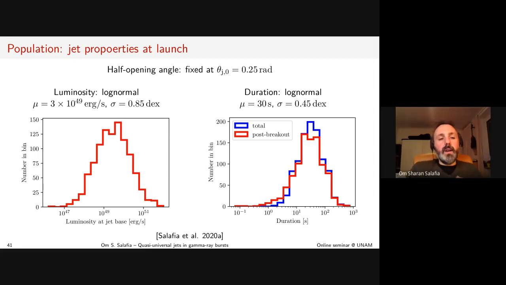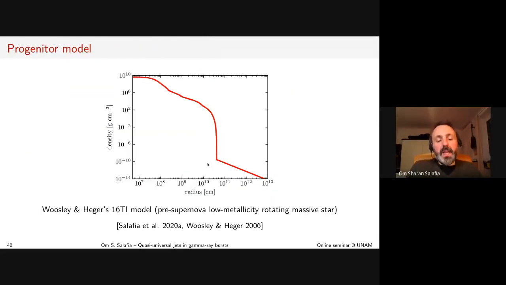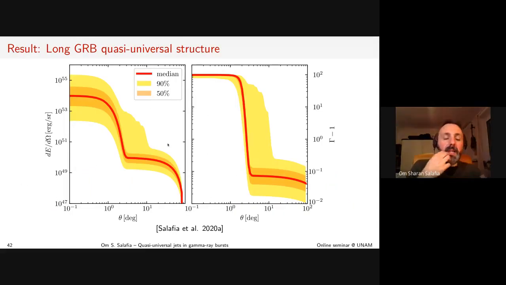I have 1,000 jets with varying luminosity. This is a histogram of the luminosities, and varying durations, with this opening angle at launch. And then the progenitor is the same for everybody; I just need the density profile because it's hydro. And this is the resulting distribution of structures. We have some which are wide and flat, but they're rare. Most of them are close to the red line.